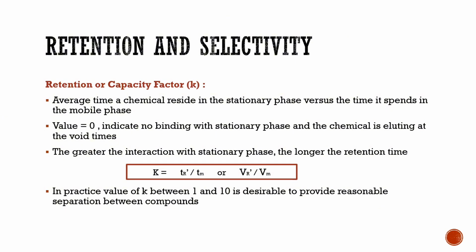This is how we can measure it: it is the ratio between the adjusted retention time or volume and the retention time or volume. In practice, a capacity factor between 1 and 10 is desirable to provide reasonable separation between compounds.